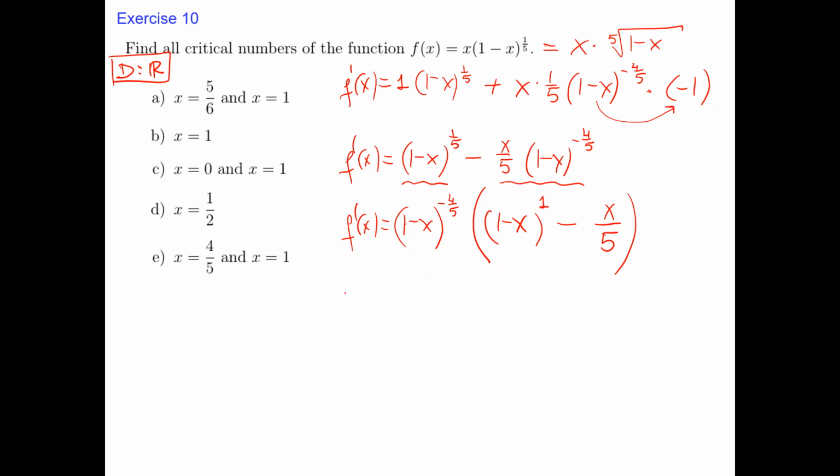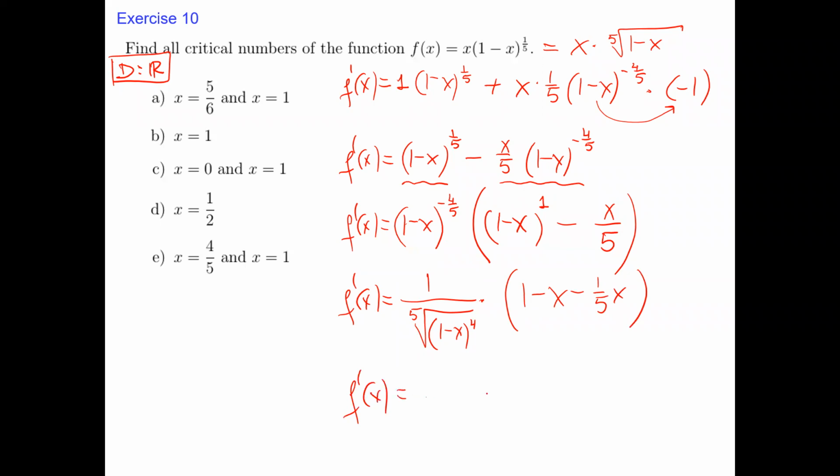Now what do we have? Let's rewrite. This one is the fifth root of the quantity 1 minus x to the power of 4. And this will be 1 minus x, because the power of 1 I can ignore, minus 1/5 x. Am I taking too much space? But we will see the zeros right away. Fifth root of this quantity, and this will be 1 minus 6 over 5x. Makes sense, because negative 1 and negative 1/5 will give us negative 6/5.